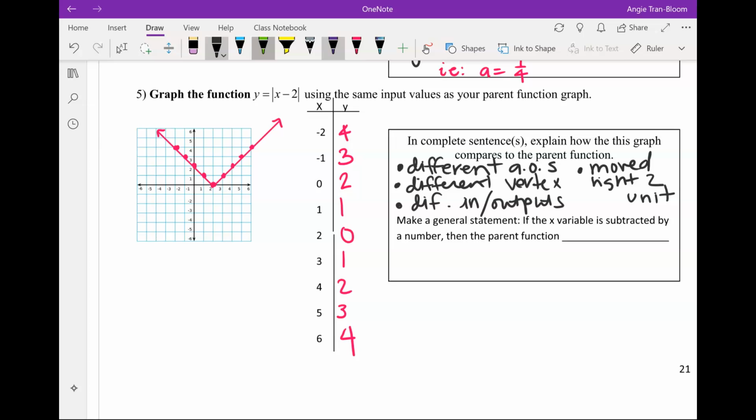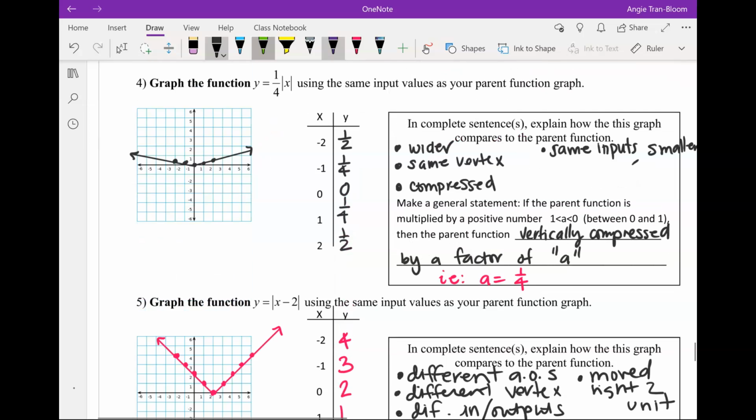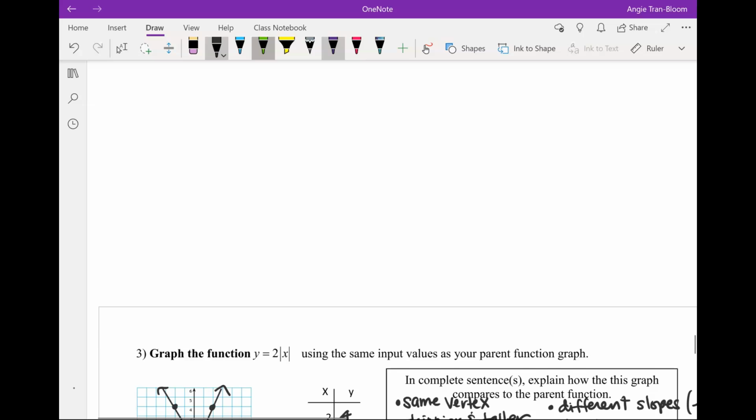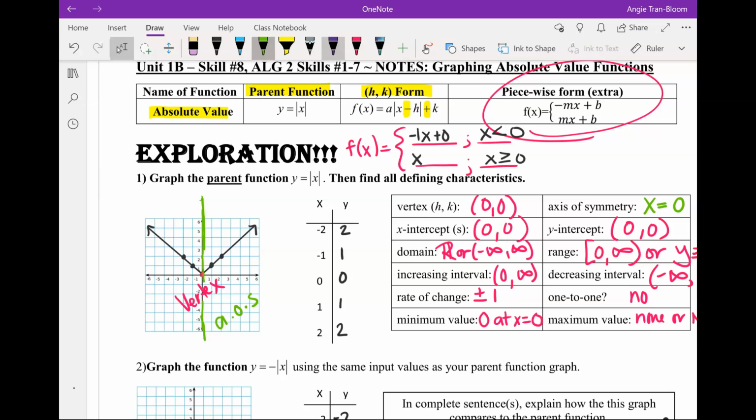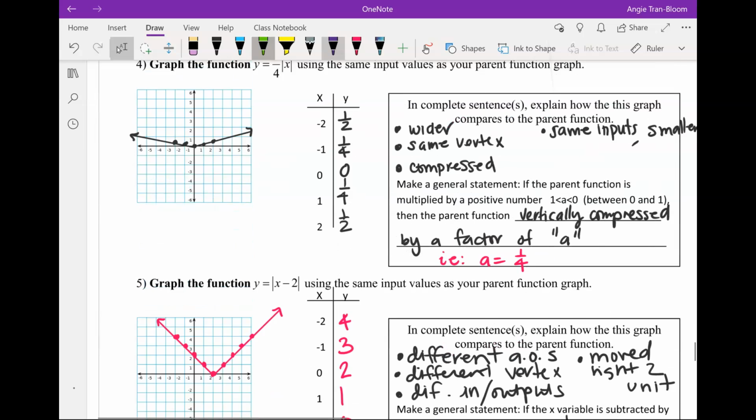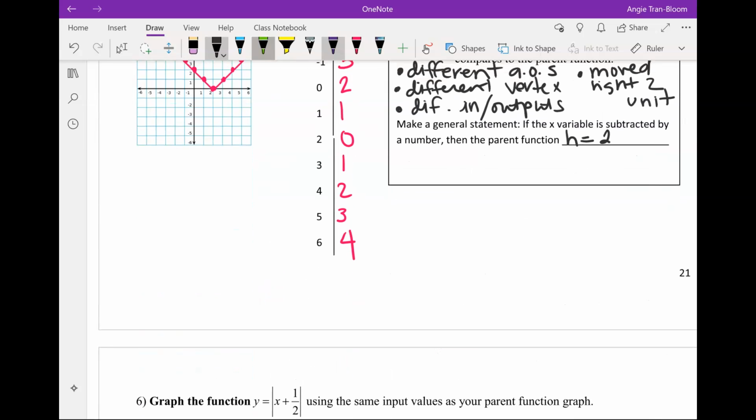So, now let's remind ourselves. There's an H value, right? What's your H value in this question? H is +2 or -2? Let's remember, our equation was A times the absolute value of X minus H. Hold on, would you agree that it's always a minus inside? Yes. So if it's always a minus inside, that means this H is a +2. If H is a +2, you move what? Move right. Move right H units.